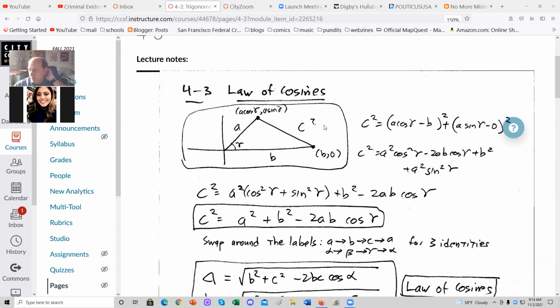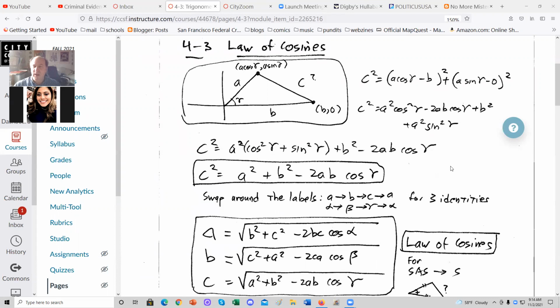All right, so C squared, simple enough. Take the difference of the x coordinates, A cos gamma minus B all squared, plus the square of the difference of the y coordinates, A sine gamma minus 0 all squared. Now we expand this: A squared cos squared gamma minus 2AB cos gamma plus B squared plus A squared sine squared gamma. Now here we have an A squared cos squared gamma plus A squared sine squared gamma. We put them together. And cos squared plus sine squared is 1, so we get C squared equals A squared plus B squared minus 2AB cos gamma. This is the law of cosines.